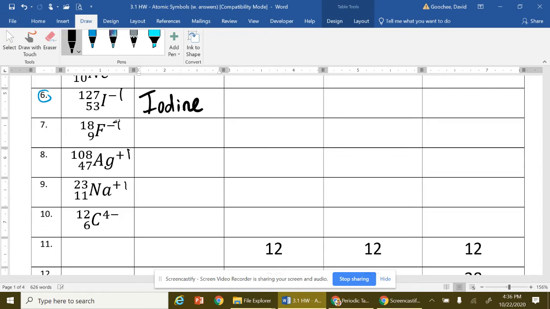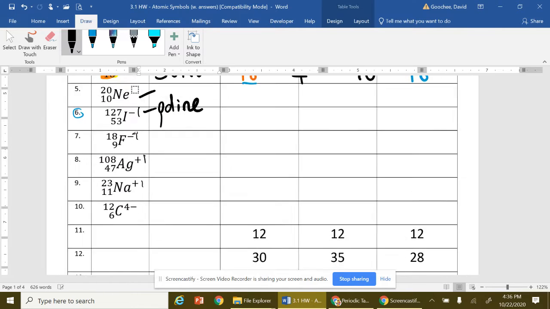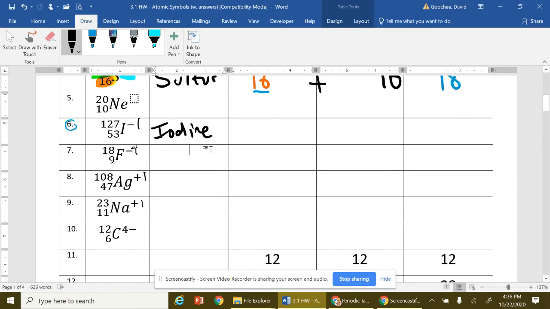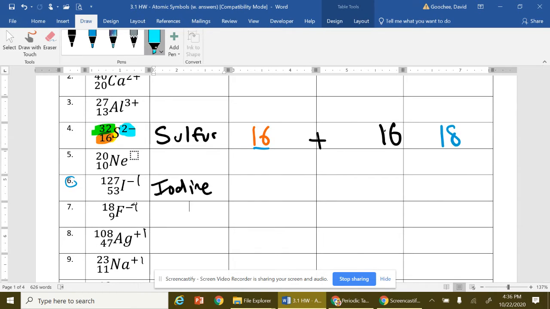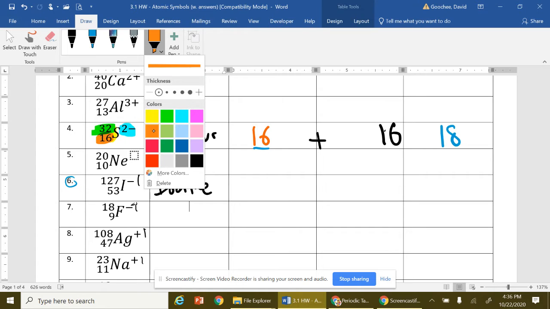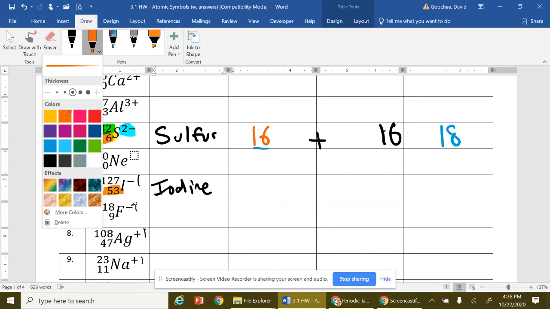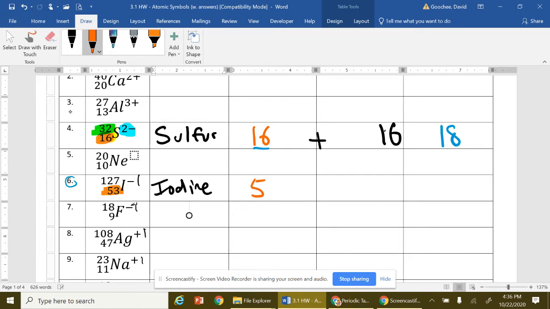Go away. Okay. Next up, what's the number of protons? What's the number of protons in this atom? Well, it tells us right here with the atomic number 53. That is the number of protons. So this atom has 53 protons.